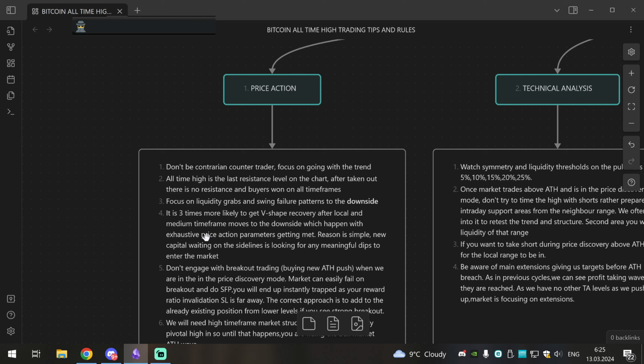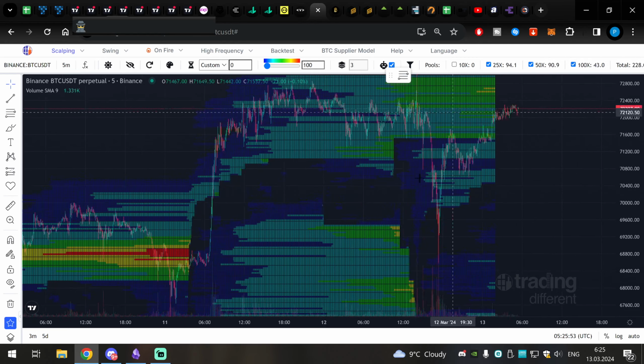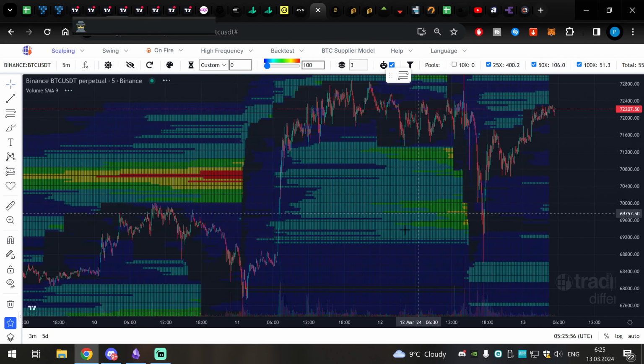Rule number 4. It is 3 times more likely to get a V-shaped recovery after local and medium time frame moves to the downside, which happen with the exhaustive price action parameters getting met. The reason is simple. New capital waiting on the sidelines is looking for any meaningful dips to enter the market. So the step I was showing you earlier is connected to what I just said.